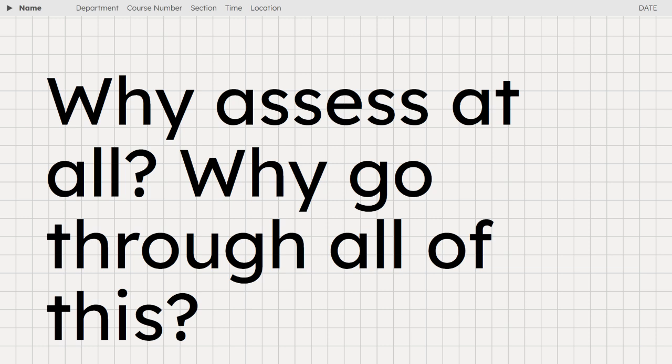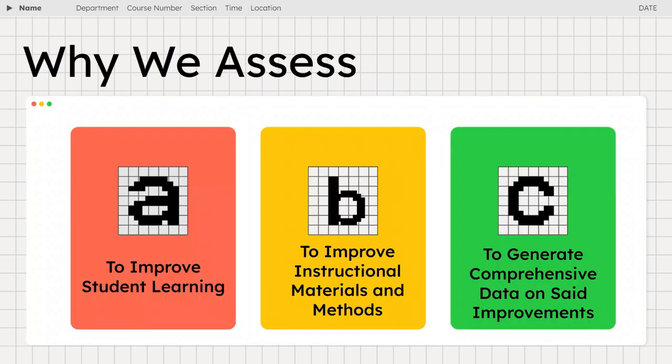Because ultimately, education is a very involved job, as many jobs are, right? But it's consistently changing. And thus, we need to be consistently improving and innovating and doing everything we can for our students to make sure that we are improving student learning. And ultimately, I'm going to talk about 3 different reasons why we assess. The first of which is to improve student learning.